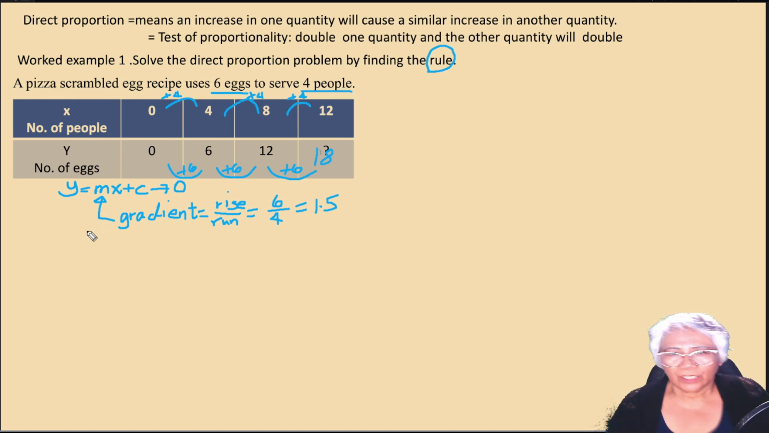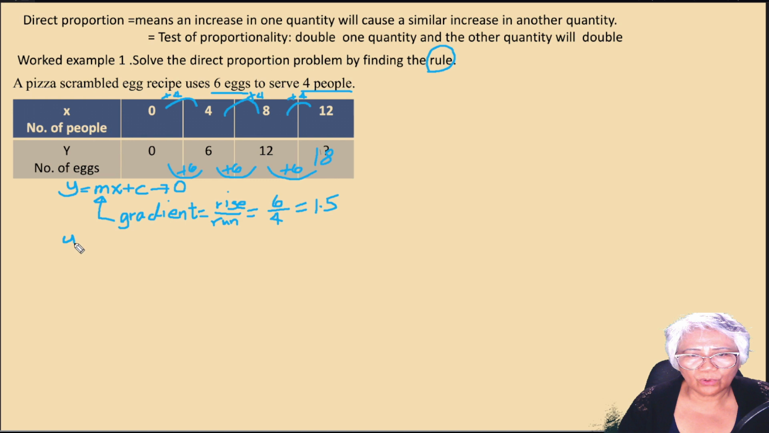So if we're going to create the rule, it's going to be y equals m, which is 1.5, times x. It's supposed to be plus c, but because c is 0, we don't need to write it down. So this is the equation or the rule that we need in order to solve the proportion problem.